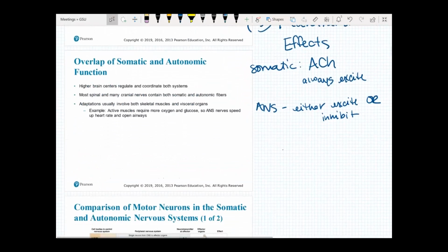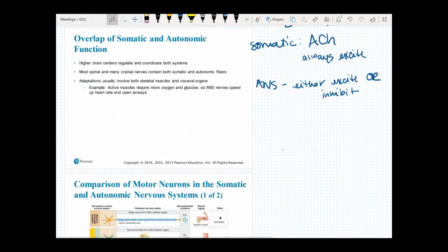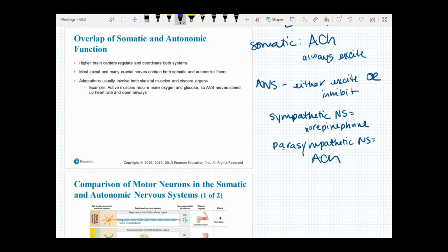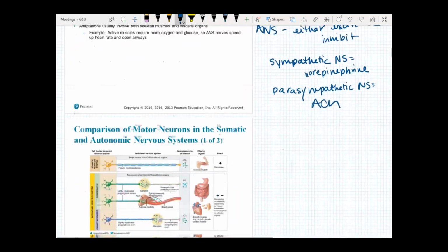Within the branch of our ANS, you have the sympathetic nervous system and the parasympathetic. Those are going to have two different neurotransmitters. The sympathetic nervous system will use the neurotransmitter norepinephrine, whereas our parasympathetic nervous system will use ACH. So we're talking about the postganglionic release: the sympathetic is norepinephrine, and the parasympathetic is ACH. And it can either excite or inhibit depending on what it acts on.